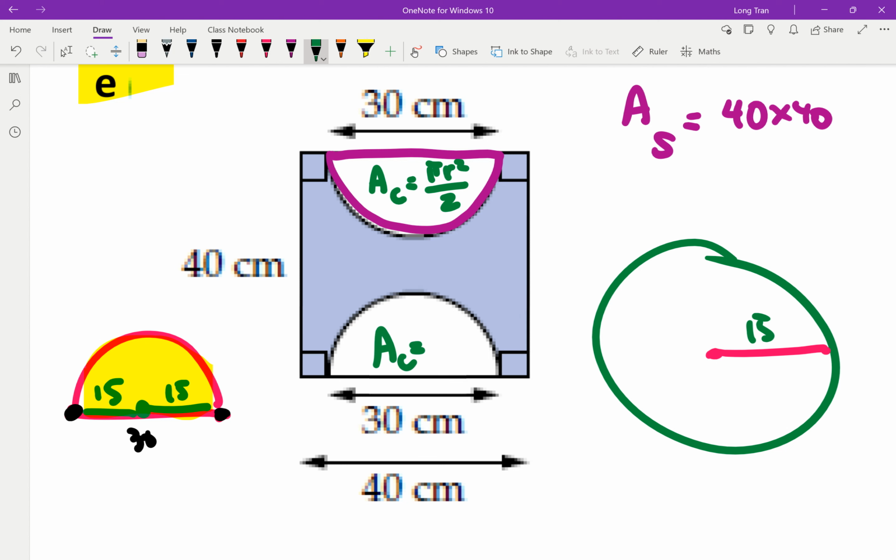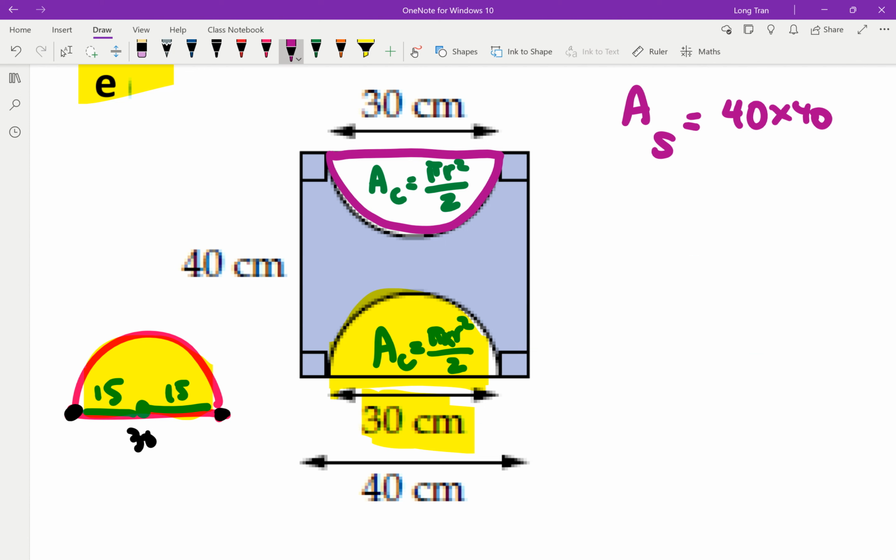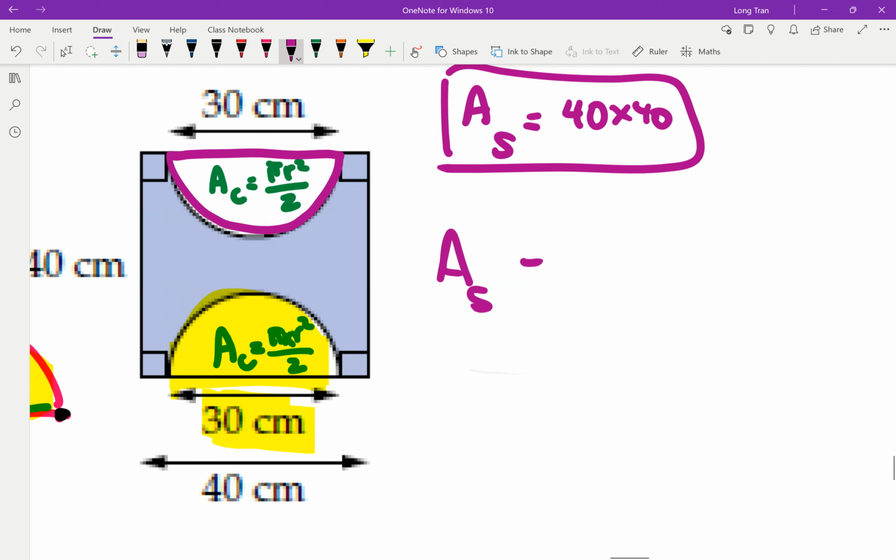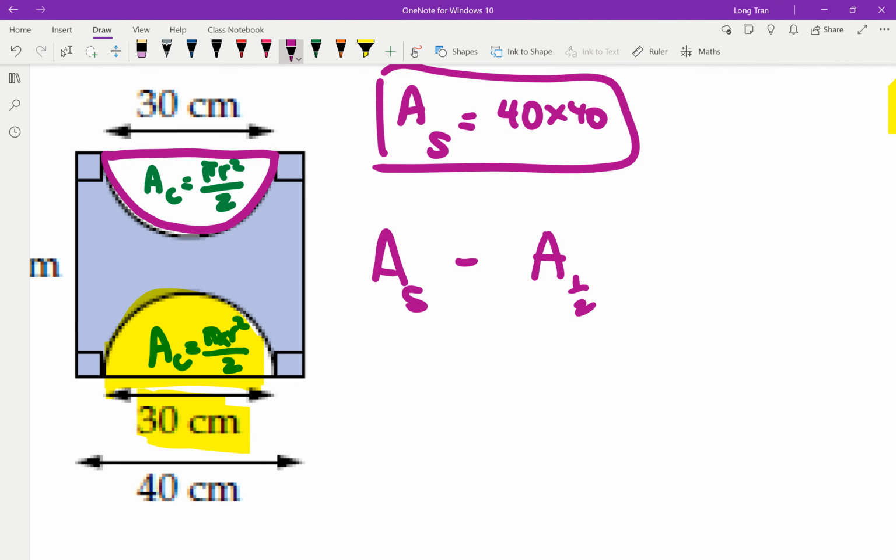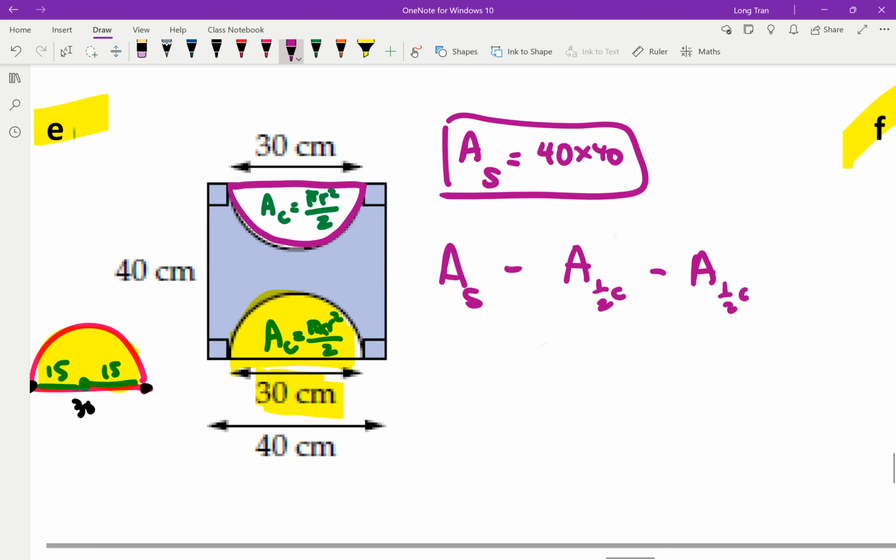Area of a circle, pi times radius squared divided by 2, because that gives you another half circle, and the diameter is 30. Once you know the areas of the circle, remember, you're going to take the area of the square, and you're going to minus the area of half the circle, and minus again the area of half the circle. Okay, I'm going to pause there for you to think about what I just said.